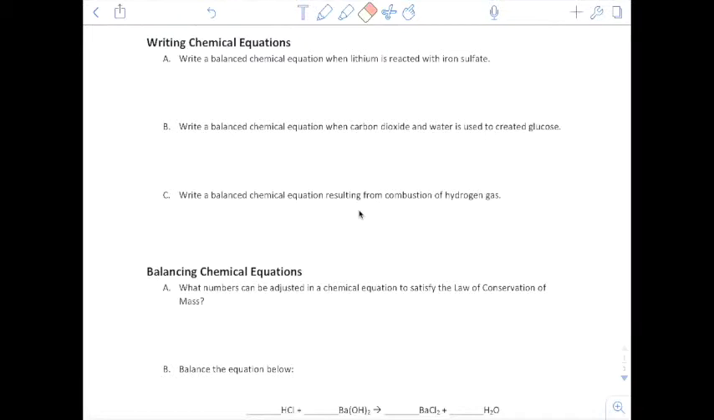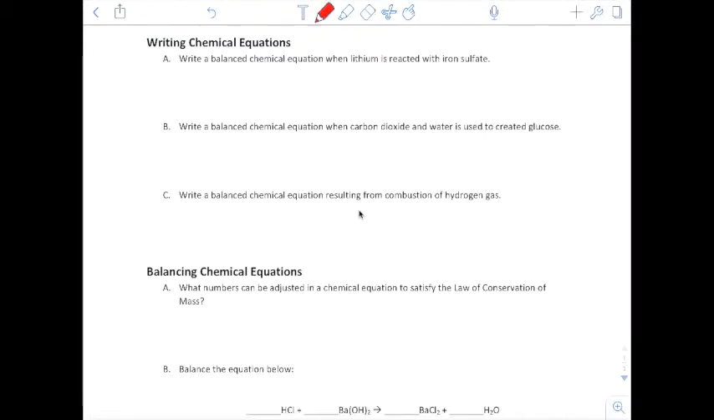Welcome to your Unit 7 guided practice. We're starting with balancing chemical equations. A says write a balanced chemical equation with lithium when lithium is reacted with iron sulfate. And we're going to say that this is iron 2 sulfate.